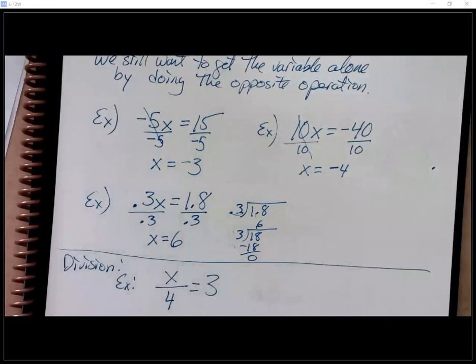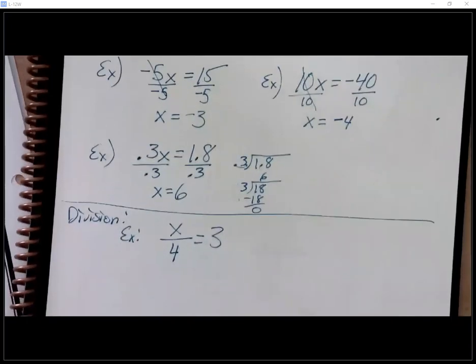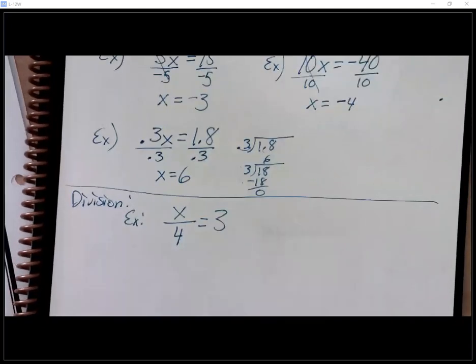So again, my goal is always to get the x by itself. Right now I'm dividing it by 4. So what would the opposite operation be? I'm dividing by 4. I'm going to multiply by 4. That's all. So check out what happens when I am down here and I want to multiply by 4. Look at how this works.